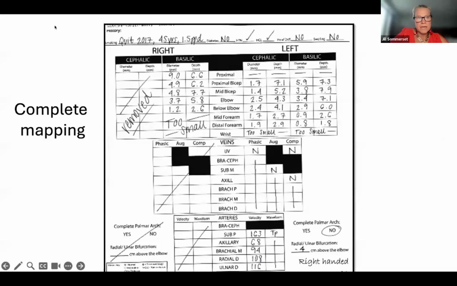So then when we look at this diagram and we fill in our numbers, the cephalic vein is really too small for our practice. So then we look to the basilic vein. Again, this is the non-dominant arm. Yes, these are greater than 3 millimeters, but we've got a depth problem.